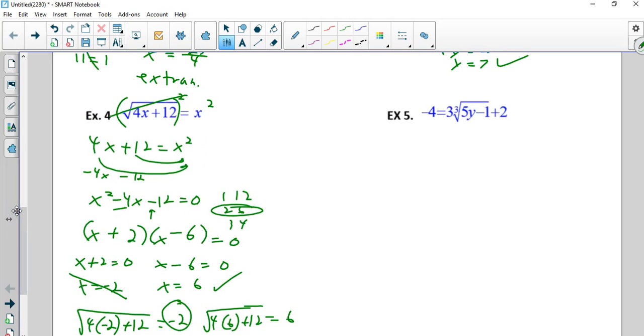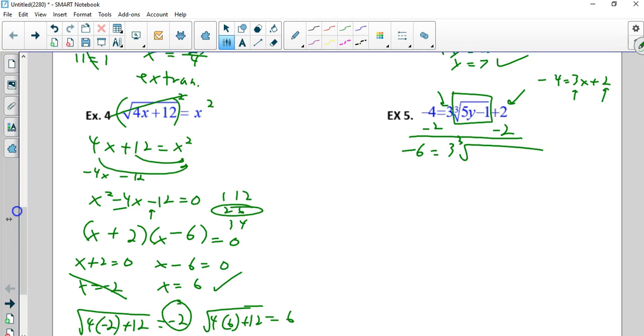Okay, so we got a lot going on here. We have a cube root right here. It's being multiplied by 3 and increased by 2. Let's think about this. If we had negative 4 equals 3x plus 2, what would we get rid of first? The minus 2. Then we would divide by 3. Same thing here. Minus 2, both sides. That gives me negative 6 equals 3 times the cube root of 5y minus 1.